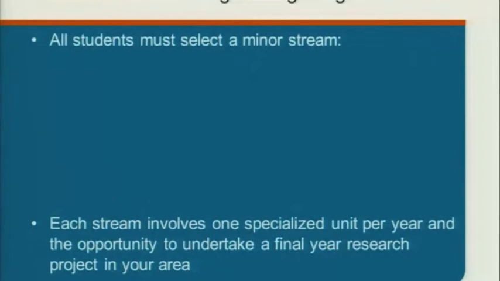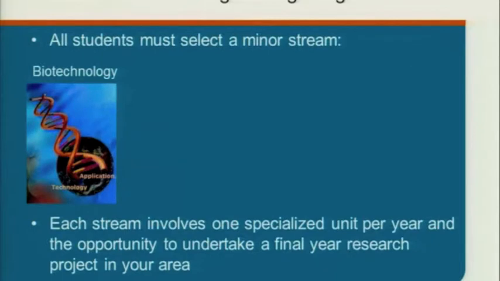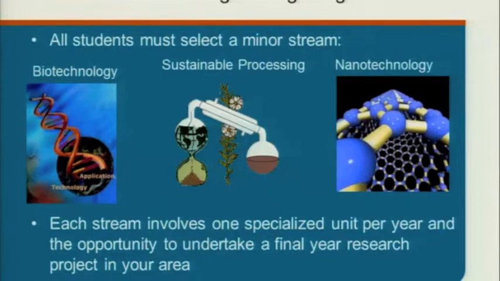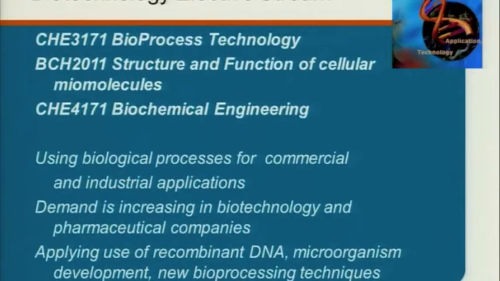So, we also have electives, a minor stream. These are 3 courses across the 3rd and 4th year in a biotech stream, a sustainable processing stream, and nanotechnology. So the biotech elective stream contains 2 Chem-Eng units and the BCH unit. Biotech is a growing employer of chemical engineers, and this will give you some more detailed information about the biotech area. So you're using biological processes for commercial industrial applications.